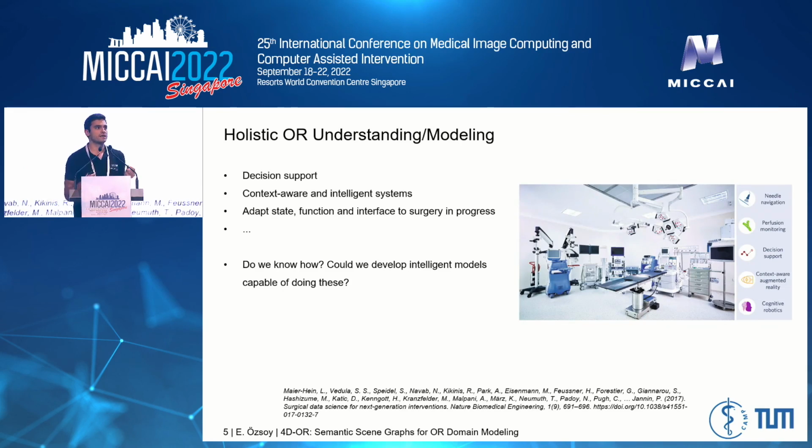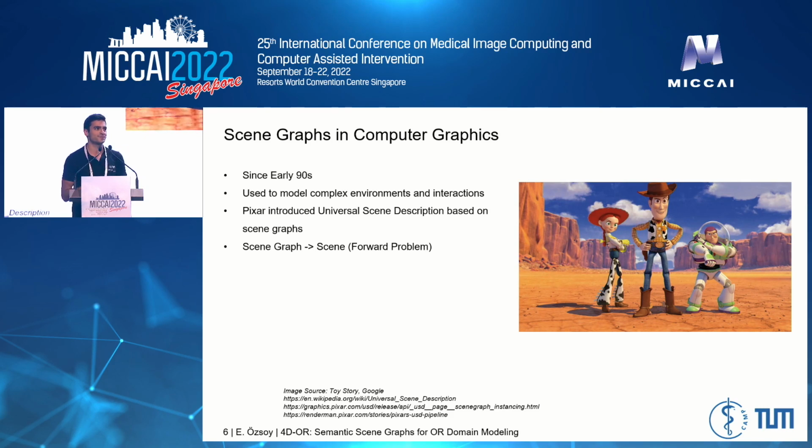What do I mean when I say holistic OR understanding? I'm talking about capturing the entire complexity in there. And why is this necessary? There are, of course, many examples of this, but some are decision support systems that support the clinical staff during the entire surgery, and context-aware, intelligent systems that can adapt their state, their function, and also their interface to the surgery in progress, and also to each other. The question here is, do we know how to get there? So how do we go from where we are today to developing intelligent models that capture this complexity? And I hope to give one possible solution to this today.